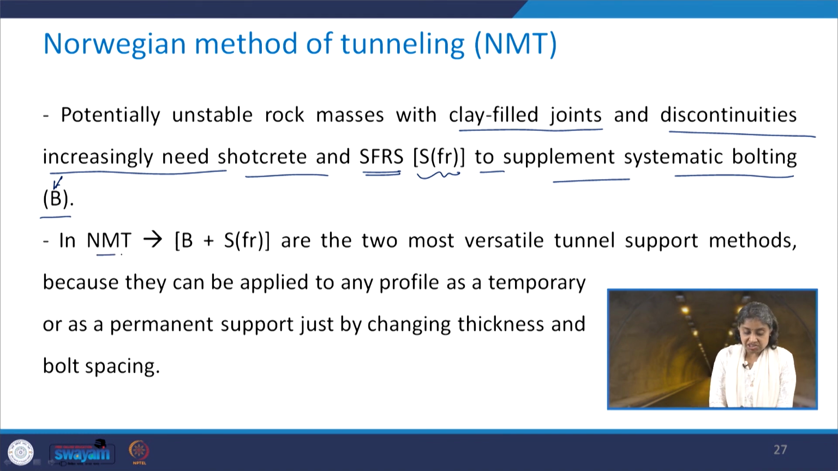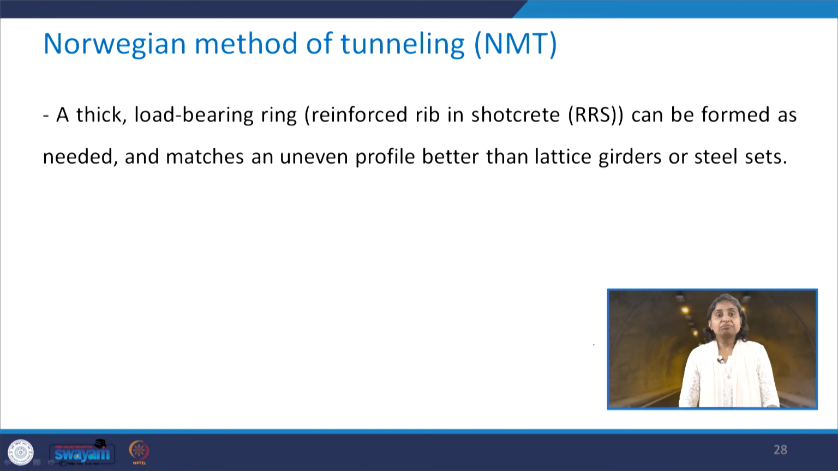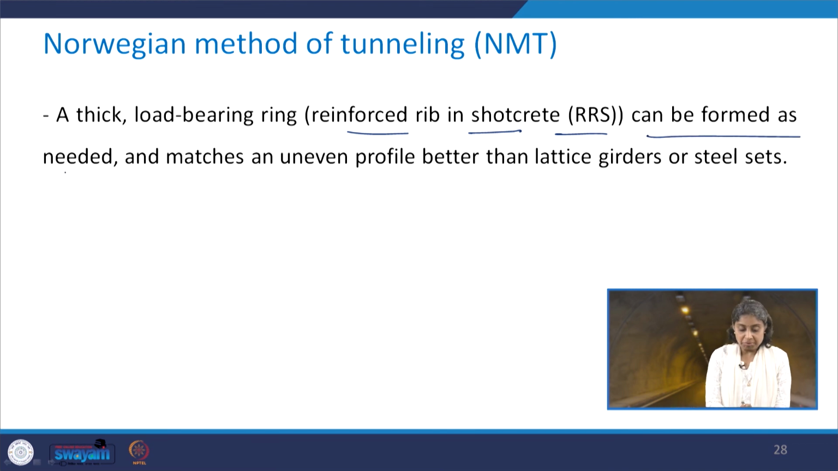Then in the Norwegian method of tunneling, systematic bolting plus SFRS are the two most versatile tunnel support methods, because these can be applied to any profile as a temporary or as a permanent support just by changing the thickness and the bolt spacing. A thick load bearing ring, which is a reinforced rib in the shotcrete, can be formed as needed, and it matches an uneven profile better than the lattice girder or steel set.